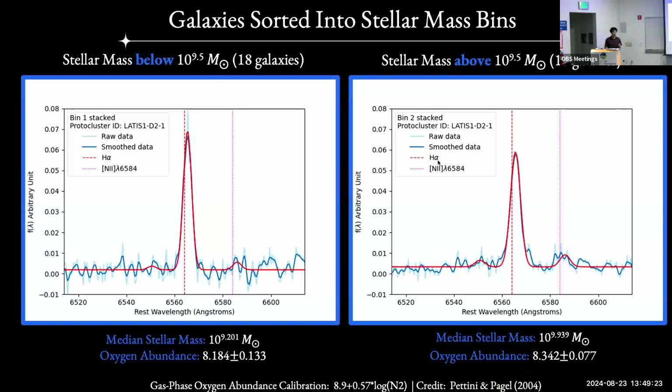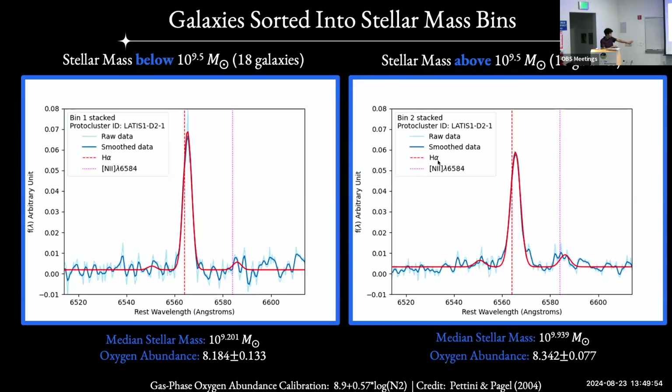Once I did, I cut down my 43 galaxies to 36, and I split those 36 galaxies into two stellar mass bins. And I split it right down the middle. So I found the median stellar mass, which is about 10 to the 9.5 solar masses, and the ones below that end up in bin 1, and the ones above that end up in bin 2. And there were a few other things I did to make these composites, but for sake of time, I'm going to go over how I got my oxygen abundance values. Feel free to ask more about the stacking process after my talk.